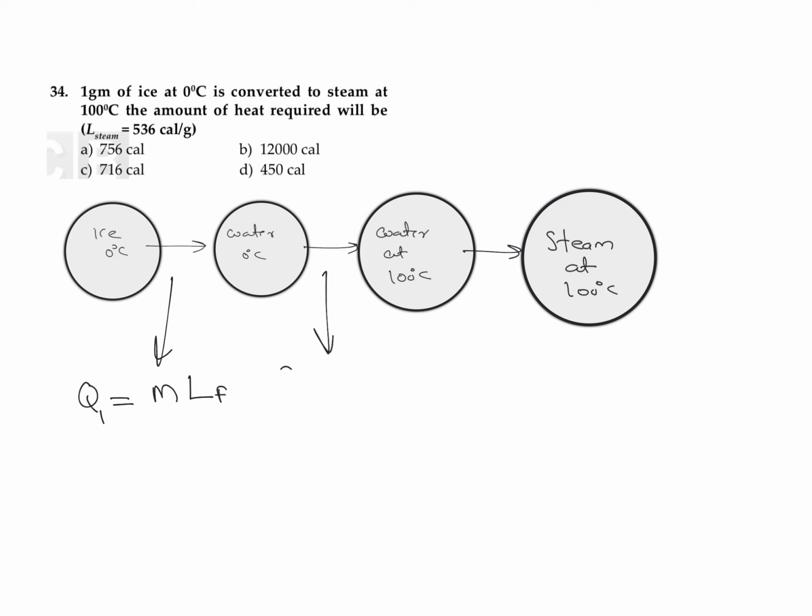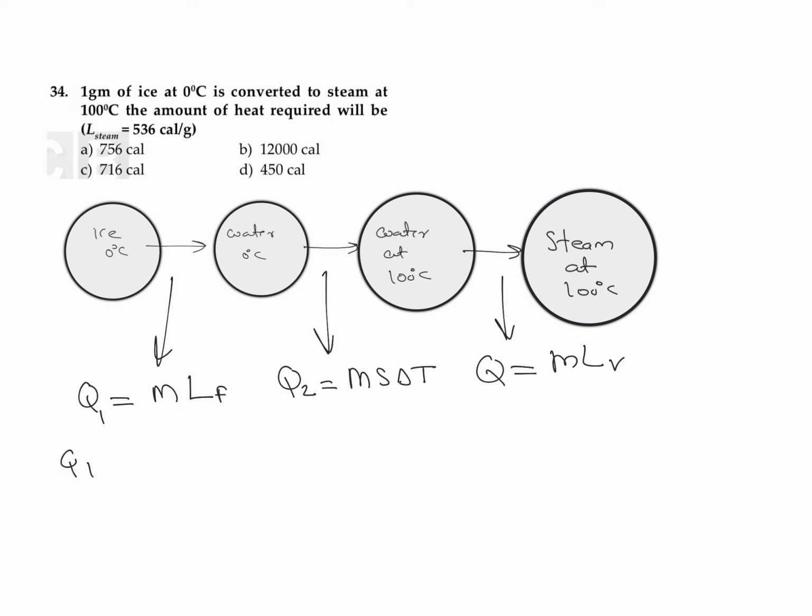And in the second situation, this is Q2, where there is a change in temperature, so we should use this equation, m s delta T. And in the third case, there is a change in state without change in temperature, so we'll use this equation, m into latent heat of vaporization, from liquid to gaseous state. So the net amount of heat energy will be equal to the sum of all these energies.